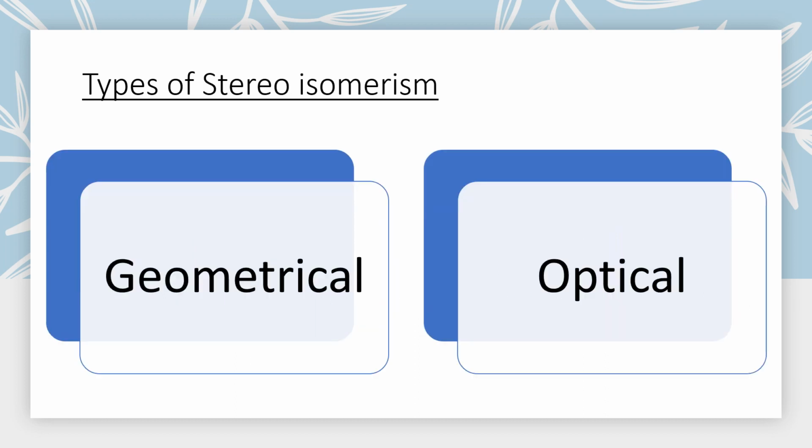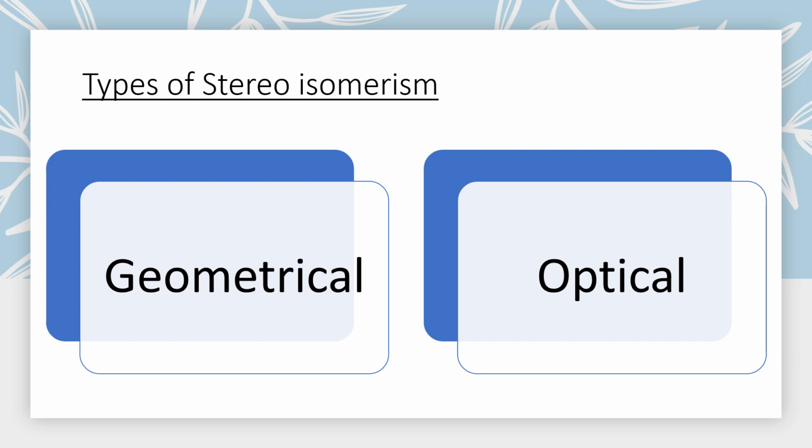Moving to types of stereoisomers. Stereoisomers are of two types that we had discussed previously also. It's geometrical isomers and optical isomers. Geometrical isomers are basically the isomers in which the ligands are on different relative positions. For example, as I gave you, the cis and the trans isomers come under geometrical isomers.